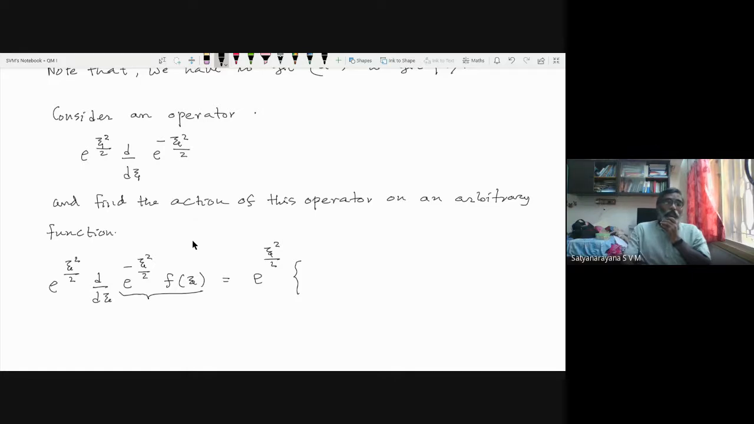So first I will keep this f constant and differentiate this. So I have minus psi into f of psi, plus d by d psi of f of psi, into e to the minus psi square by 2. Now this e to the minus psi square by 2 and this e to the plus psi square by 2 will become 1.